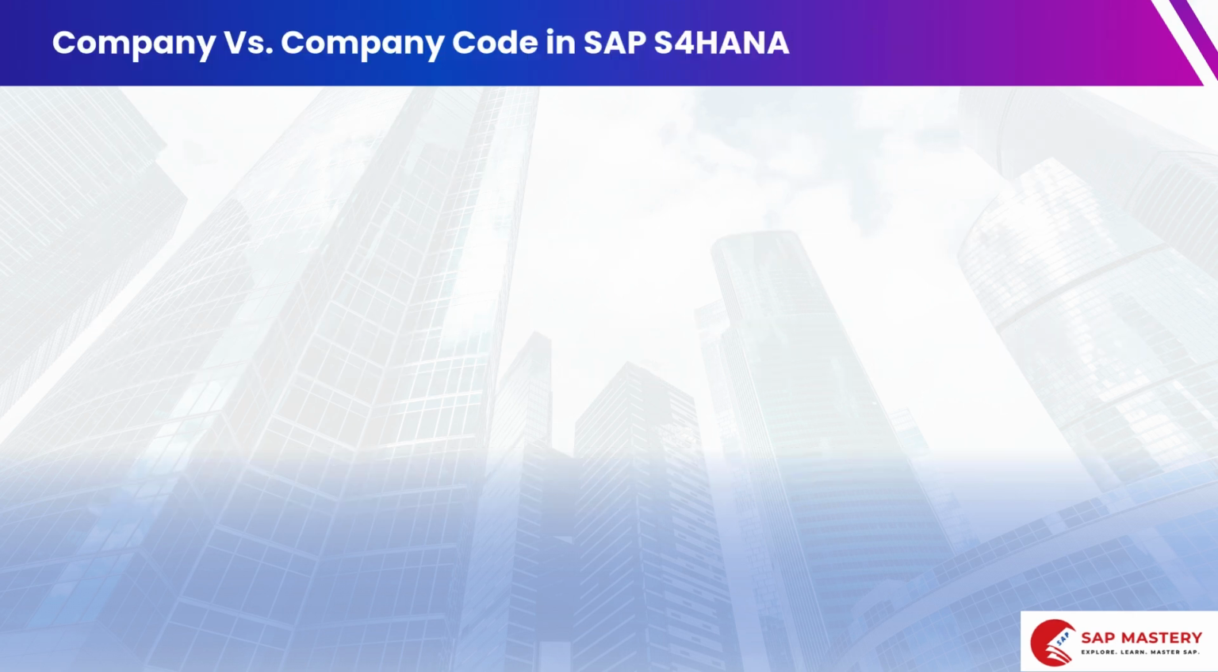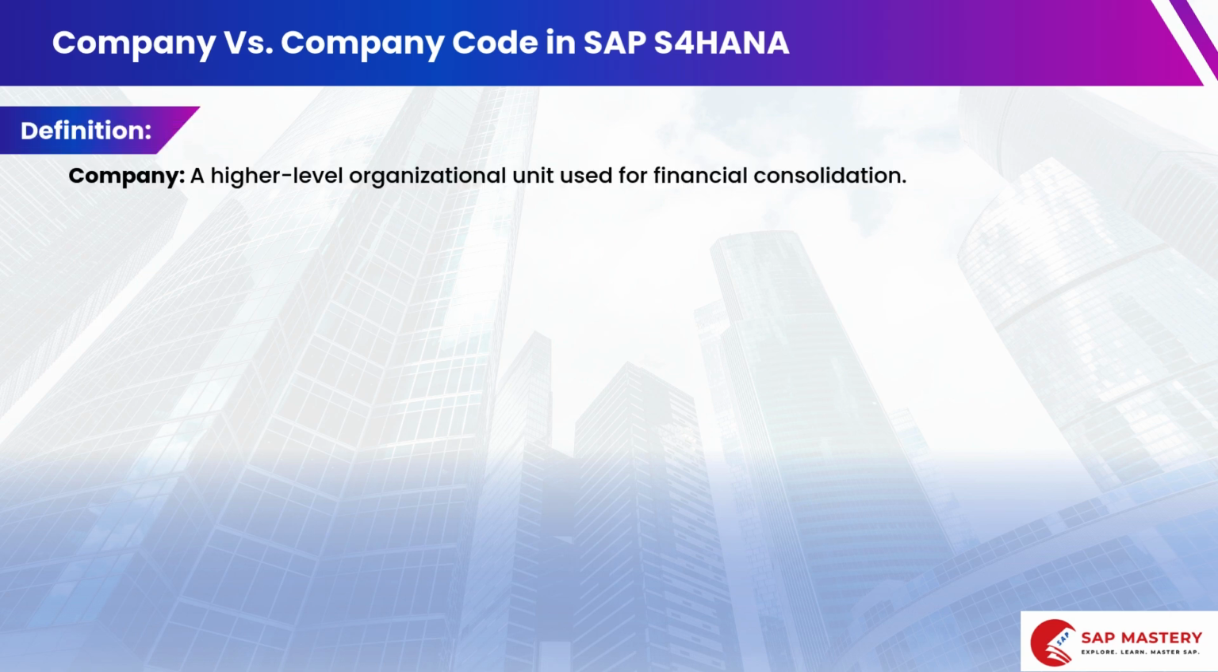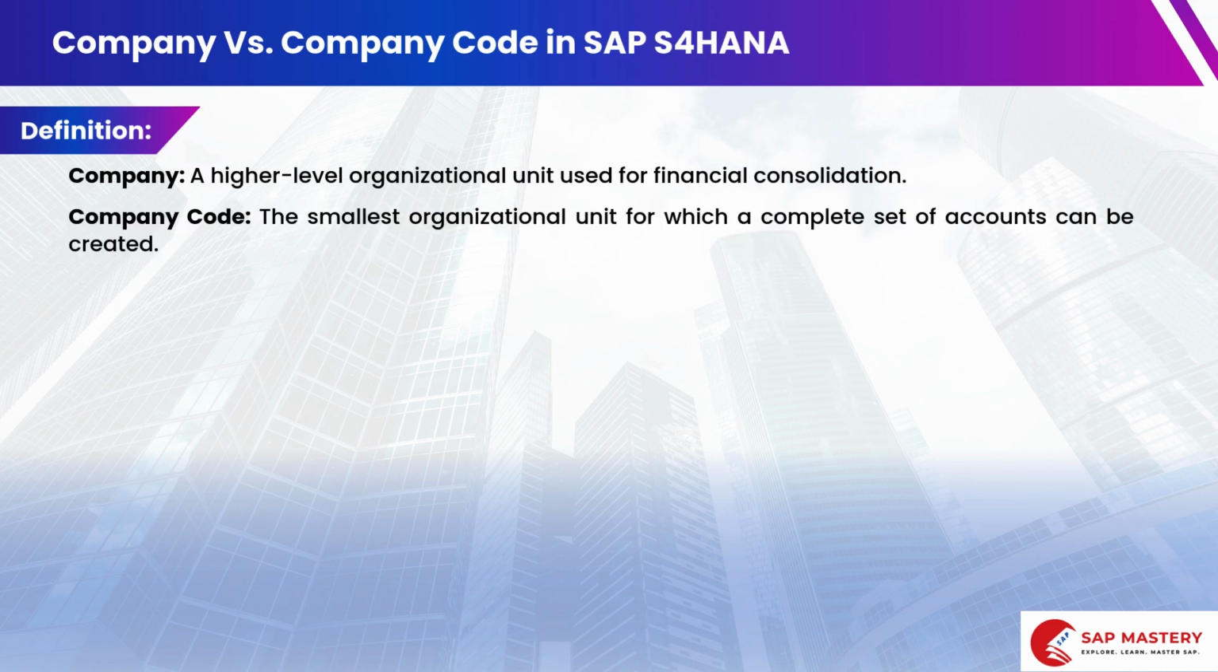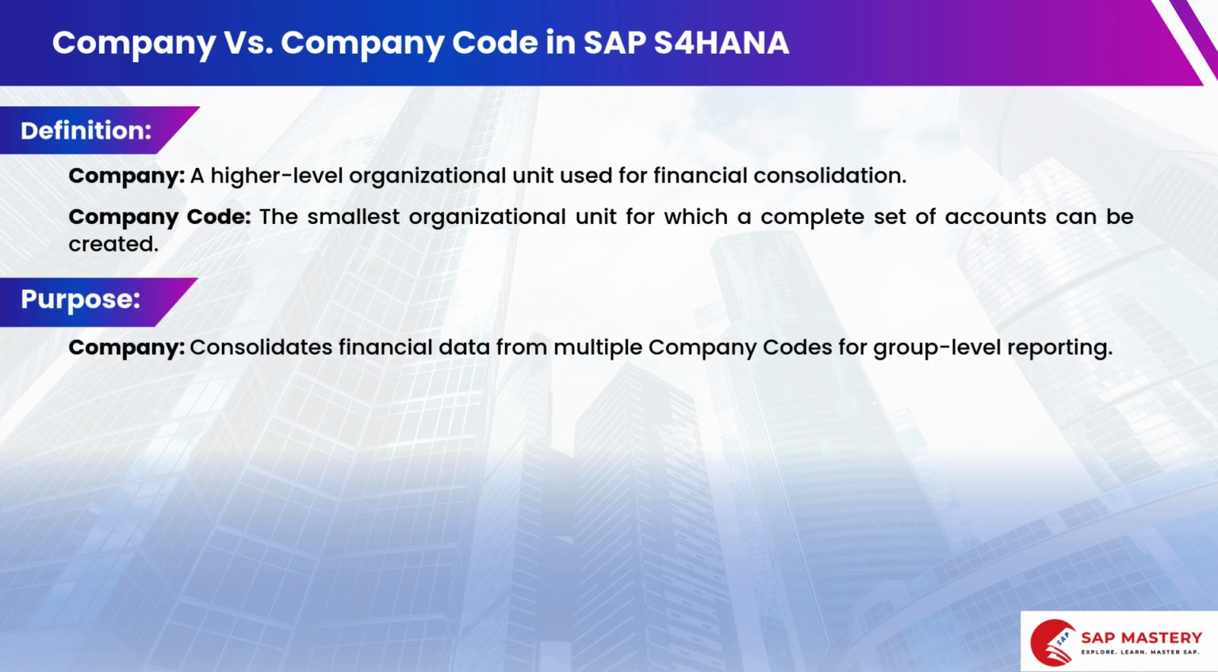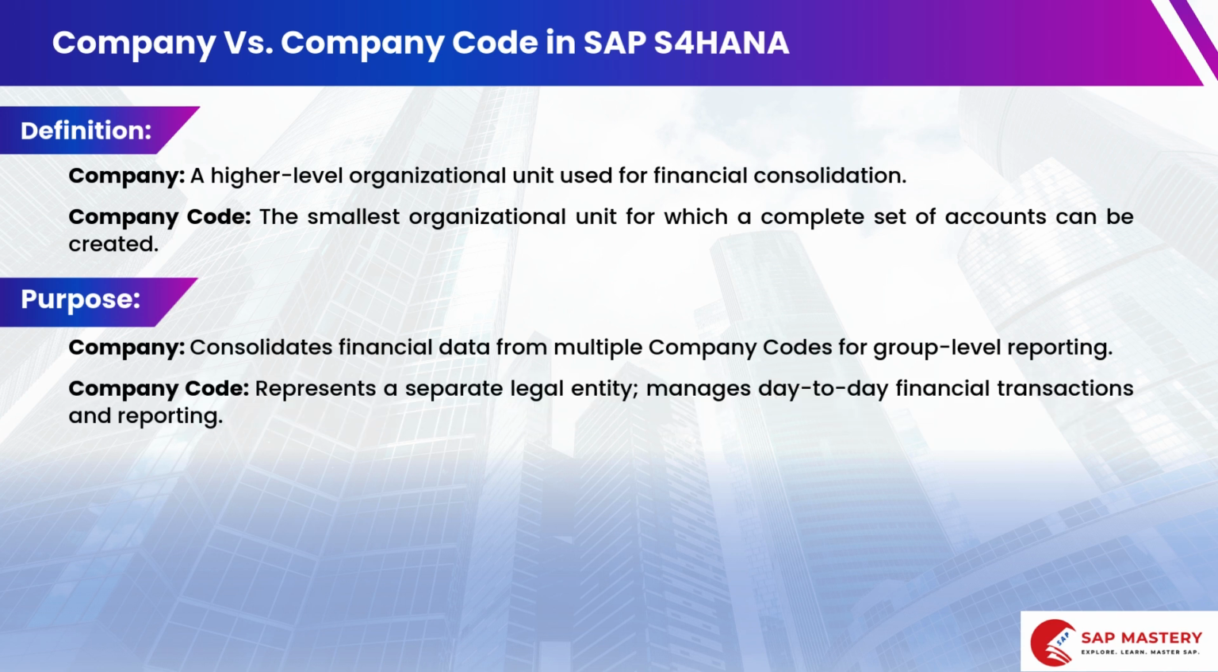Company versus company code in SAP S/4HANA. Definition: Company, a higher level organizational unit used for financial consolidation. Company code, the smallest organizational unit for which a complete set of accounts can be created. Purpose: Company consolidates financial data from multiple company codes for group level reporting. Company code represents a separate legal entity, manages day to day financial transactions and reporting.